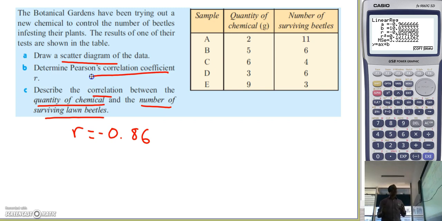So we would say that as the amount of chemical increases, the number of surviving beetles decreases. So that's how you find your R value and how you might apply it in a question.